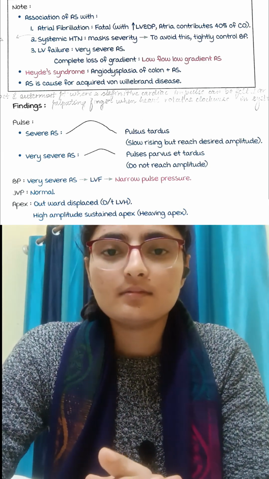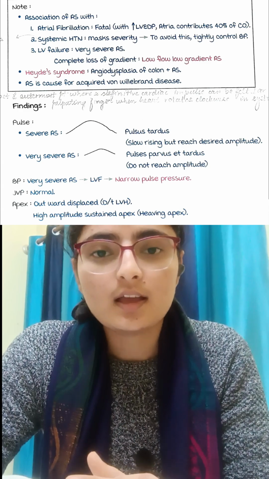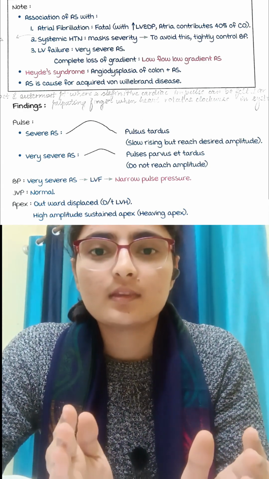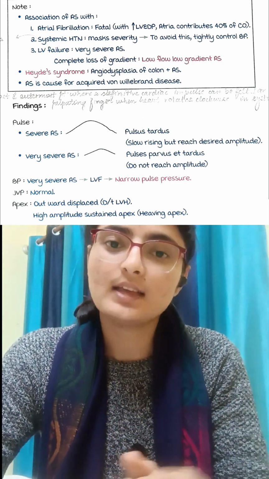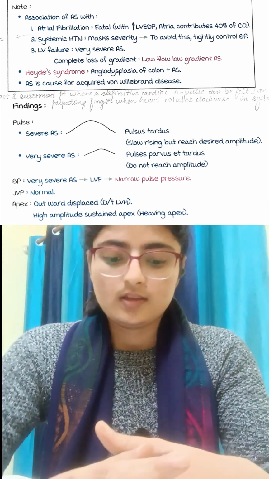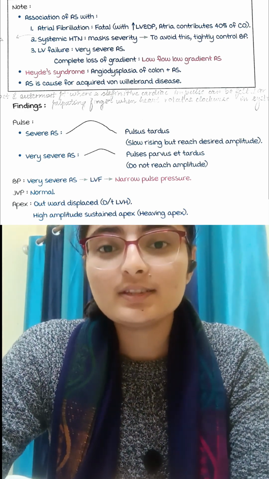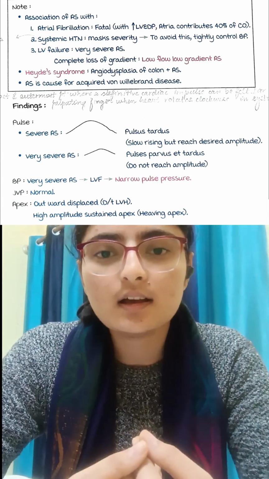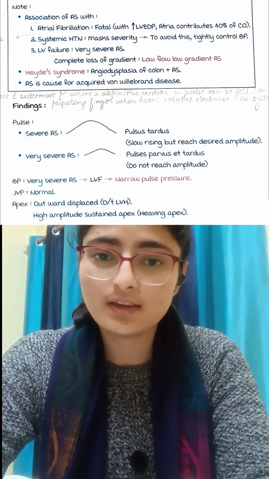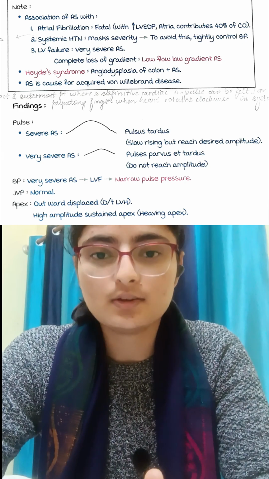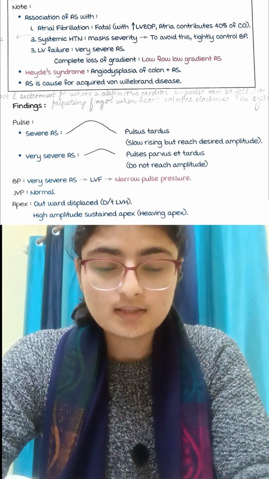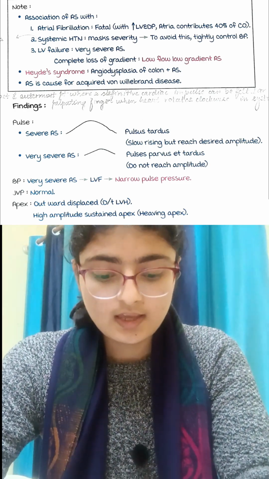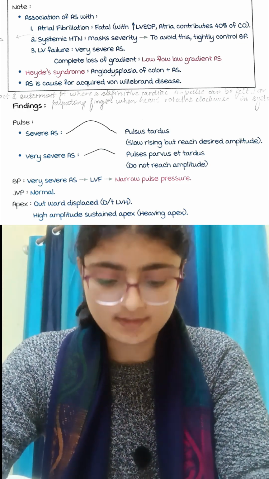Then, association with hypertension. The gradient between the aorta and the left ventricle will be masked if there is hypertension. So hypertension masks the severity of the AS. And then there is left ventricular failure in cases of severe AS, and there is a syndrome called Heyde syndrome, in which there is angiodysplasia of the colon and aortic stenosis. And aortic stenosis is a cause for acquired von Willebrand disease.